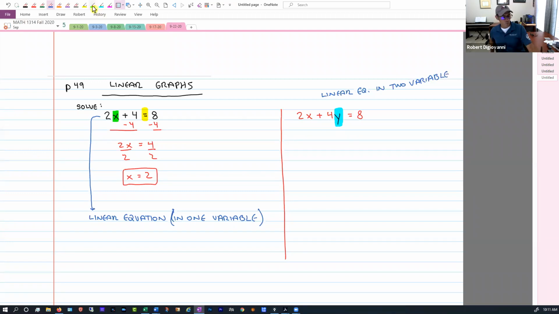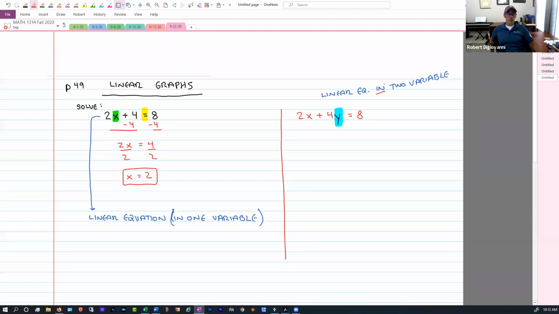I've always thought that this word "in" is kind of odd. It should just be like linear equation with two variables or something like that, but we say "in." Okay, that's the way we do it. So a linear equation in two variables.